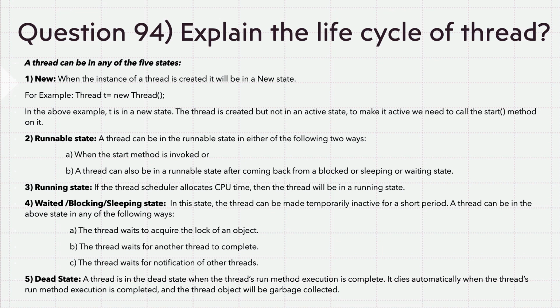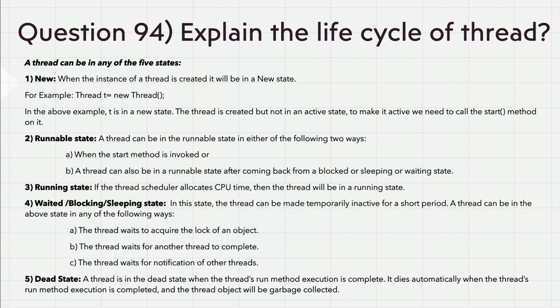Question 94. Explain the life cycle of a thread. A thread can be in any of the 5 states. 1. New. When the instance of a thread is created, it will be in a new state. For example, Thread t = new Thread(). In the above example, t is in a new state. The thread is created but not in an active state. To make it active, we need to call the start method on it.